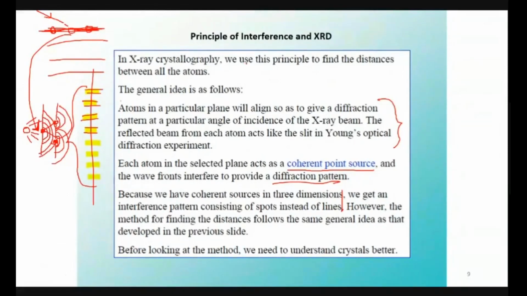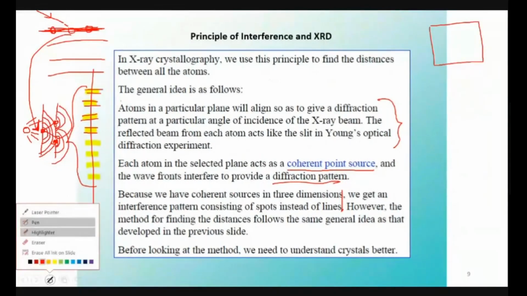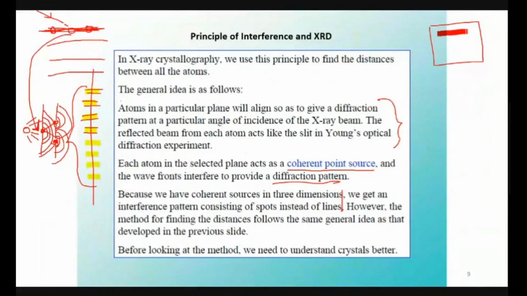So the interference pattern is not alternate bands. Suppose this is the screen, and we are looking at the interference pattern on the screen when it is a planar structure. When it is a planar structure, what will you observe? You will observe alternate dark bands and bright bands. But if it is not a 2-dimensional structure, if it is a 3-dimensional structure, and this is your screen, you will observe patterns in the form of points and not bands.